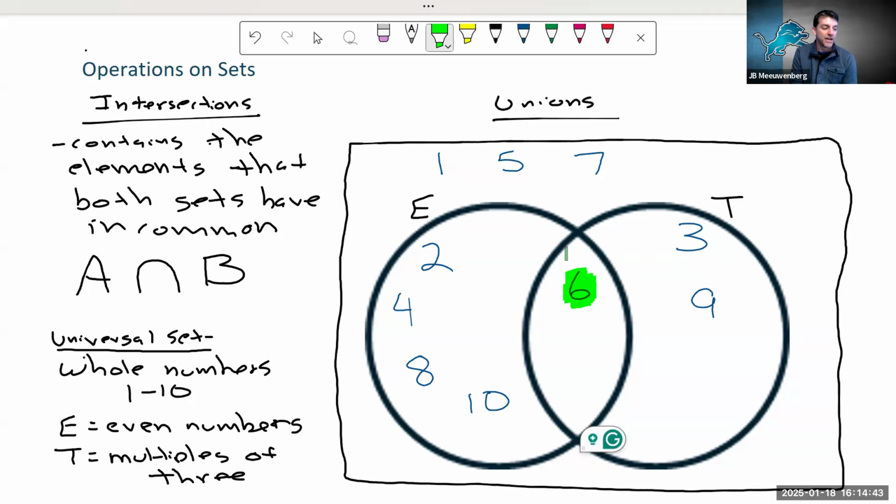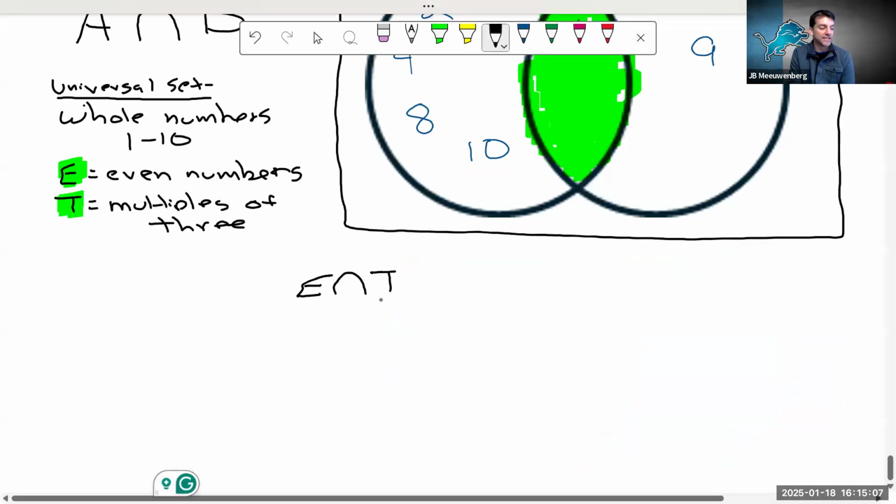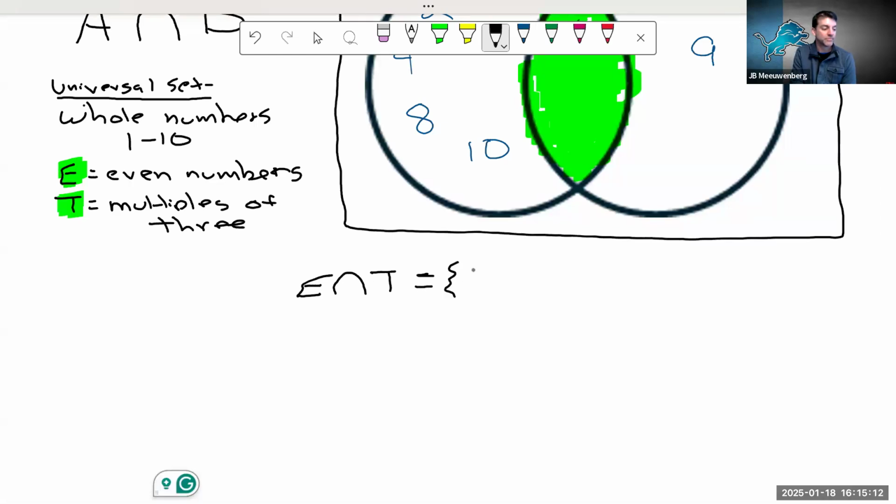Intersections of sets are here, right? It's only where those two sets intersect, right? So the number 6 has characteristics of both the even numbers, E, and the multiples of 3, T. So we say that this is its own new little set. E intersect T is equal to the number 6. That is it, okay? E intersect T is the number 6.